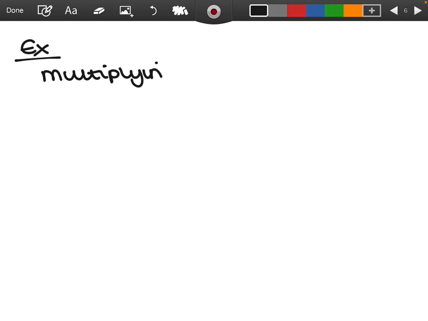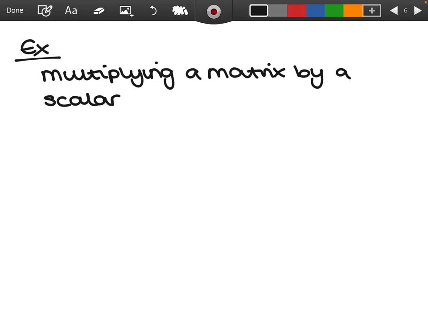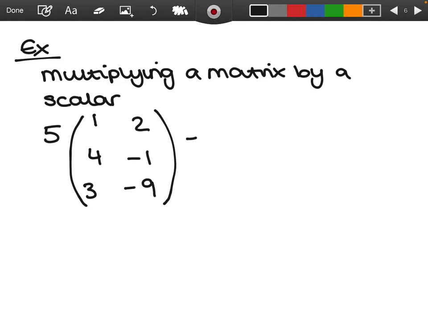So our example for multiplying a matrix by a scalar, it would look something like this. So I have 5 multiplied by this matrix, so I multiply every entry in my matrix by 5.